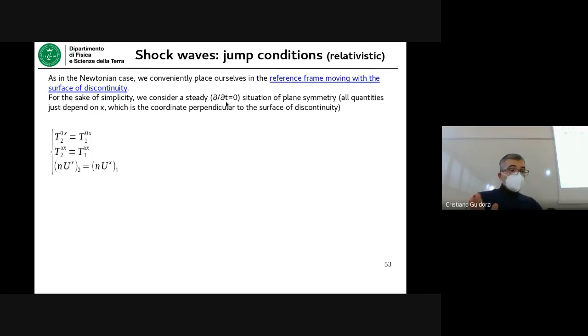Again, we consider the shock propagating along the x-axis. So we reduce ourselves to the 1D case, okay? The motion just occurs along the x direction. As we did in the Newtonian shocks case, we call one the region which is upstream, and two everything which concerns the downstream fluid. So one is the upstream or unperturbed fluid, two is the downstream or shocked, post-shock fluid.